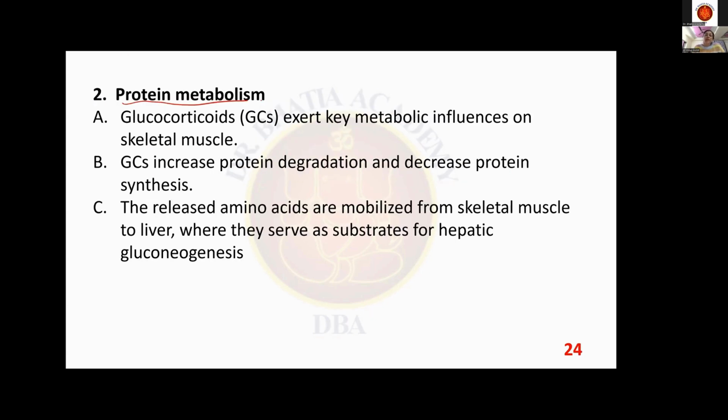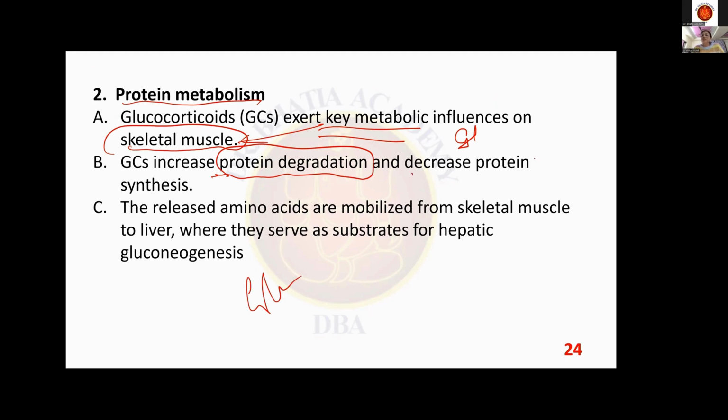At the protein metabolism level, it has a catabolic effect. So it causes breakdown of skeletal muscle protein. So where is the key metabolic action? On the skeletal muscles. As a result, it causes degradation of muscle protein. And this protein is converted into what? Glucose. So there is gluconeogenesis. It causes decreased protein synthesis. That is why long-term steroids will cause what? Myopathies, muscle weakness, especially proximal muscle weakness. So the amino acids which are released are converted into glucose in the liver, that is gluconeogenesis.